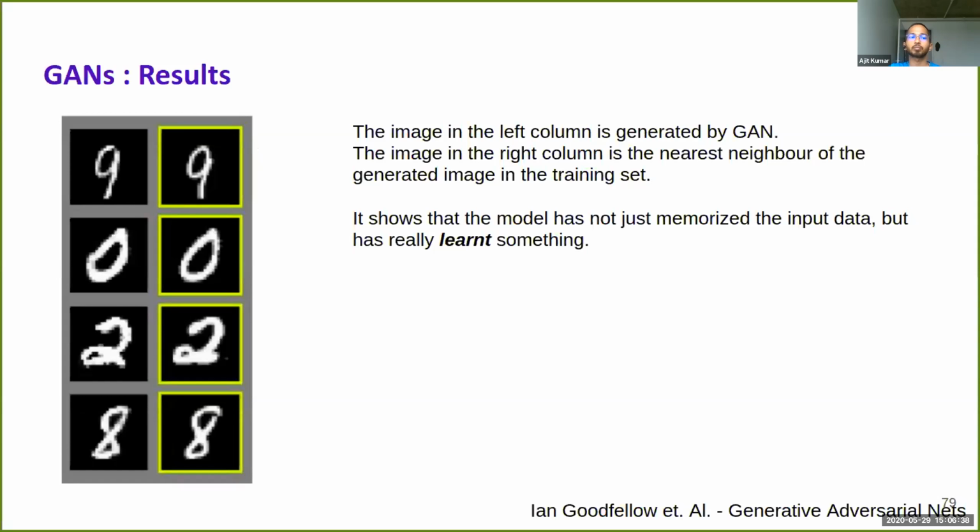We can look at the nearest neighbors of the images that we have generated. The images inside this yellow box represent the closest nearest neighbor for each of these images. If you look at this image, this line is a little bit straight, whereas this is a little bit curved. So we figure out that this is actually a generated image and it is not being copied from our original data. And so this proves that the model is really learning something and not memorizing the data.